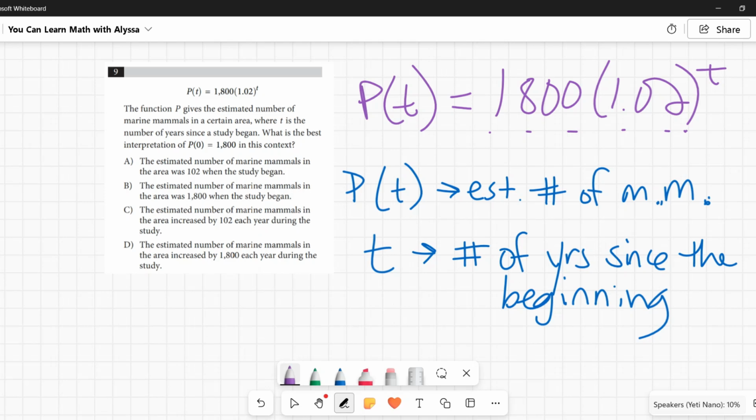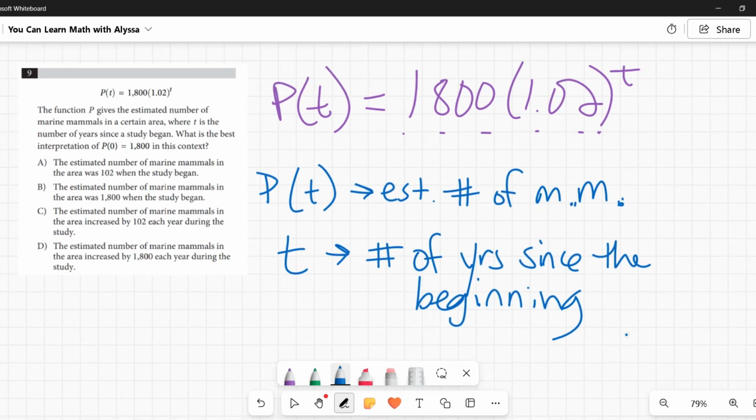Okay, so what I like to do in these cases is come up with my own definition of what P of 0 equals 1800 would mean. And then I'll see which of these 4 answers is the closest match to what I've already decided the answer is. Sometimes I recommend looking at the answers first, but a lot of times these are so similarly worded that they're so close that you can very easily misread them and get the wrong answer, and we don't want that. So I'm going to come up with my answer first and then see which one matches it.